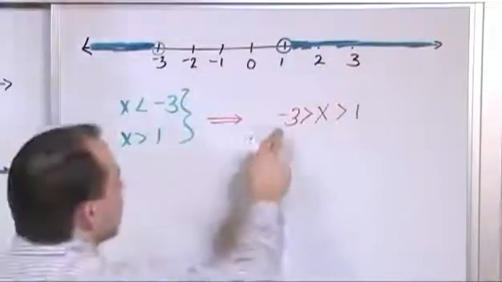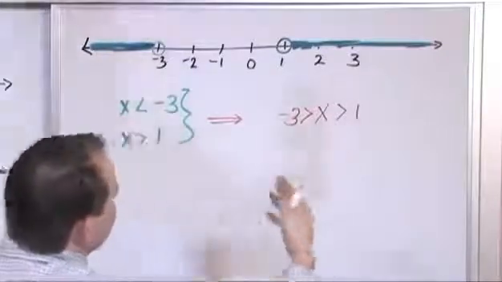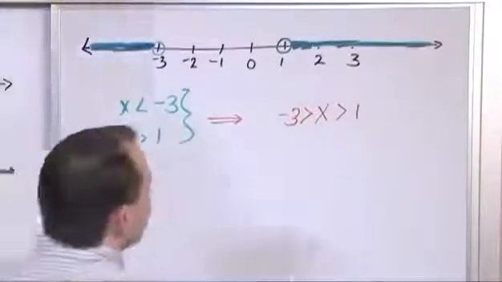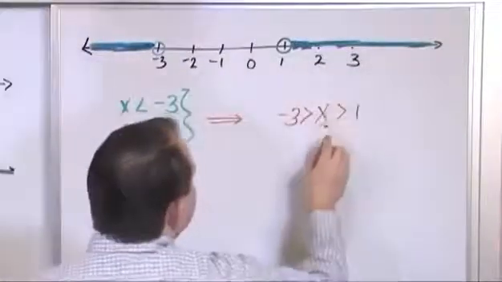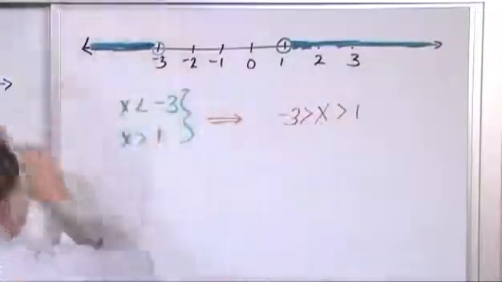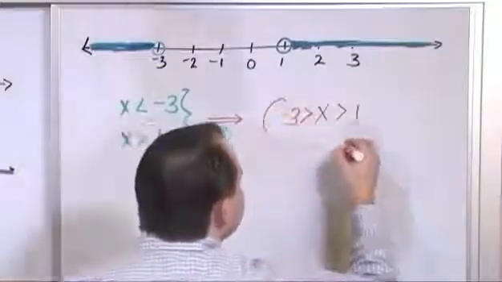So if you try to start reading it here, you can do it. I'm not telling you that you can't do it. But for me, it's always easier if you start in the middle. X is greater than 1. Okay, that's what I have. X is less than negative 3. Okay, that's true.